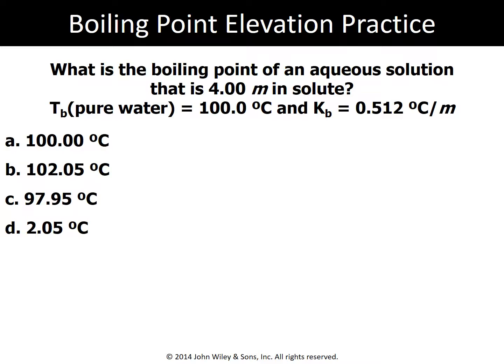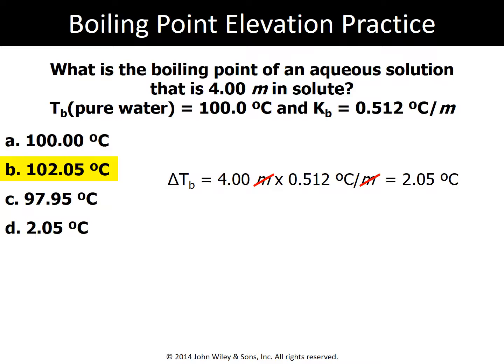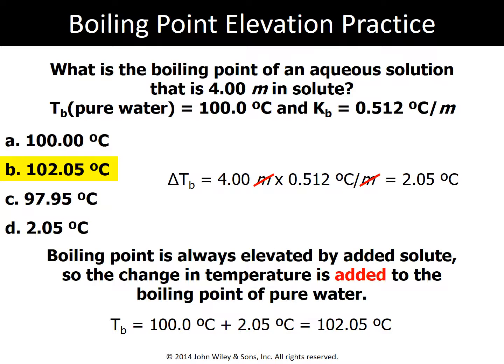Okay, so we already have our molality calculated for us. It's going to be very straightforward, taking 4 molal times our constant, 0.512, giving us a temperature change of 2.05. We'll need to add that to our normal boiling point of 100 degrees, giving us 102.05 degrees Celsius.